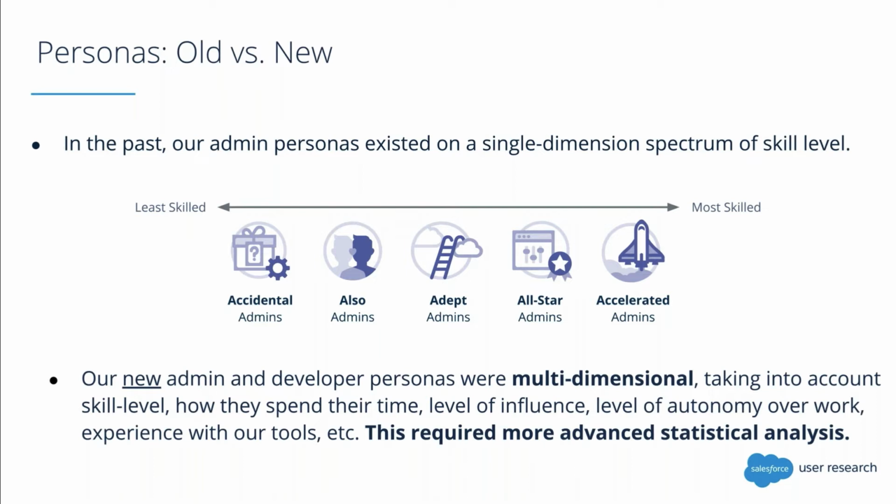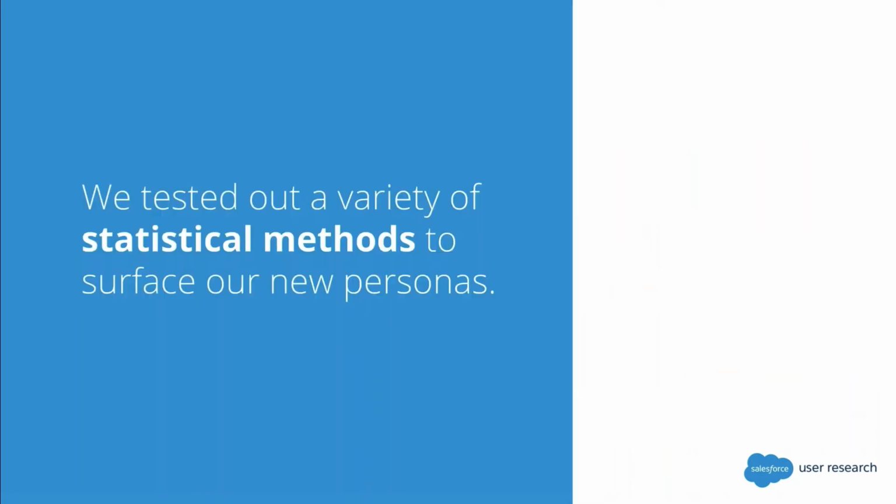But with this new project, we really wanted to have a refresh where our personas would be multidimensional. So they would take into account skill level, like the old ones, but they would also take into account how people spent their time, their level of influence, their level of autonomy, their experience with their tools, who they collaborate with, a ton of different variables. So naturally, this required a lot more advanced statistical analysis than we did in the past. So we tested out a variety of different statistical methods before we chose the one that we ended up going with.